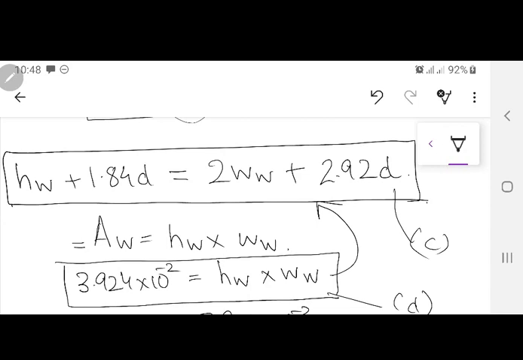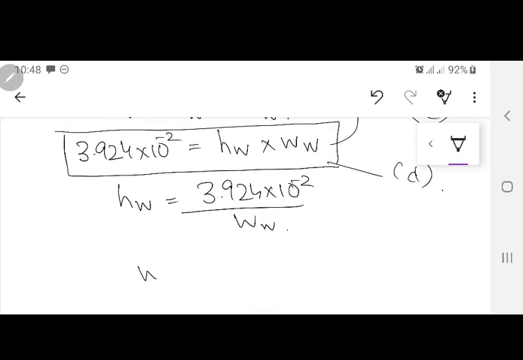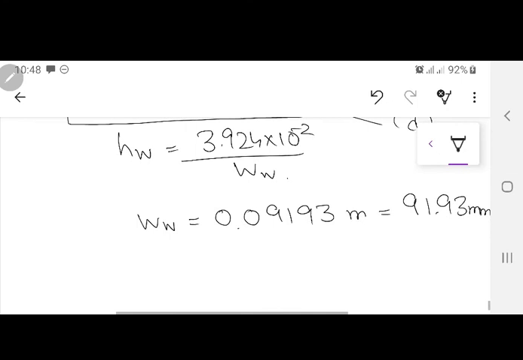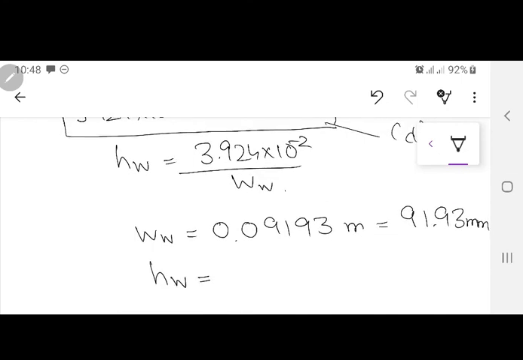Does anyone have the solution? Whatever you have, no problem. What is WW? 0.9193 meter, so this is 91.93 millimeter. And what about HW? Just put in 3.924. 0.4268 meter, so 426.8 millimeter.